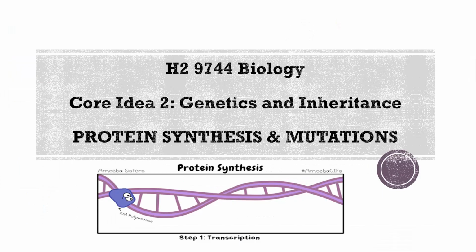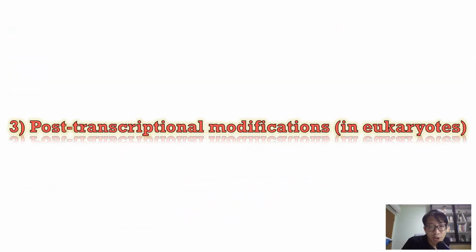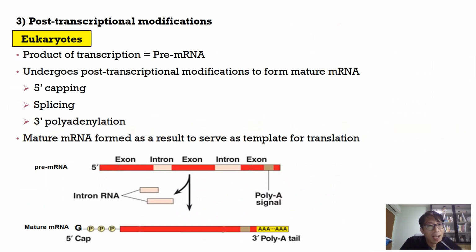Alright, we'll look at the process of post-transcriptional modifications, which only happens in the eukaryotes. Okay, so in the last lesson you have learned about transcription, right? So in the eukaryote, the product of transcription is known as a pre-mRNA, which needs to undergo a series of modifications to form the mature mRNA that will be used for translation.